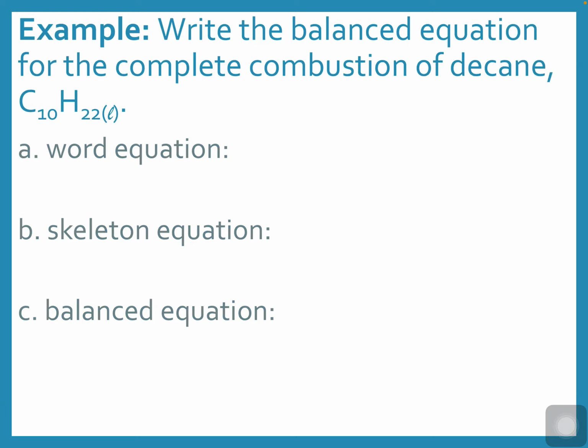So some examples. Write the balanced equation for the complete combustion of decane, which is C10H22. So the word equation is just decane plus oxygen. And because it's complete combustion, there are only 2 products, carbon dioxide and water.